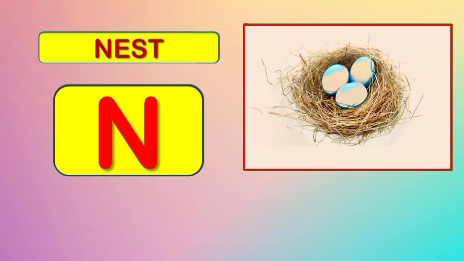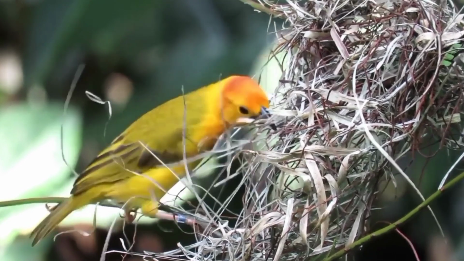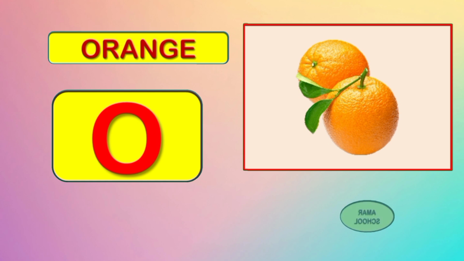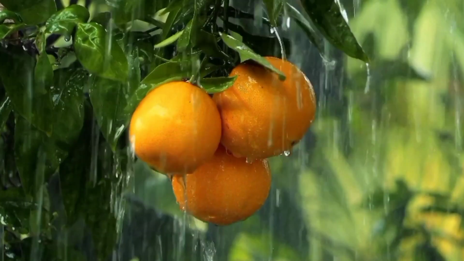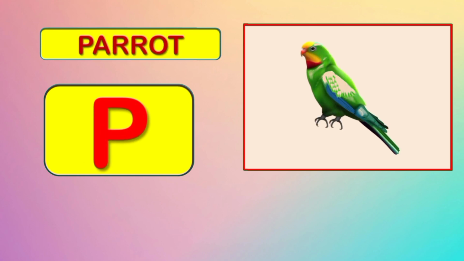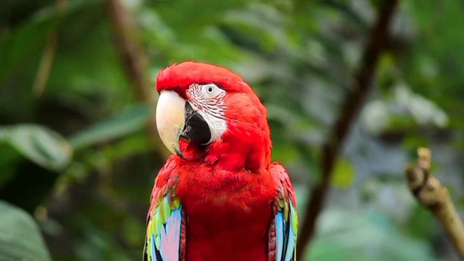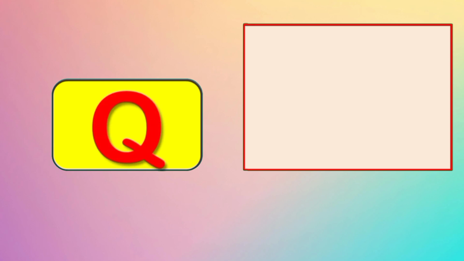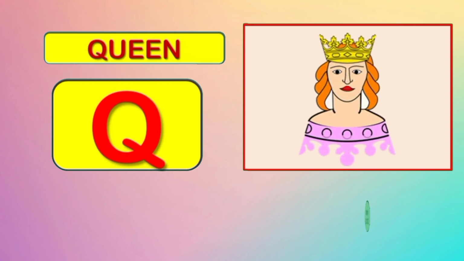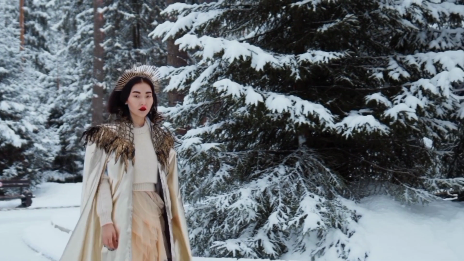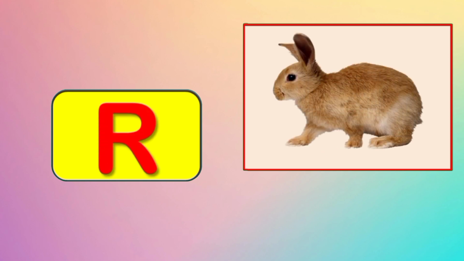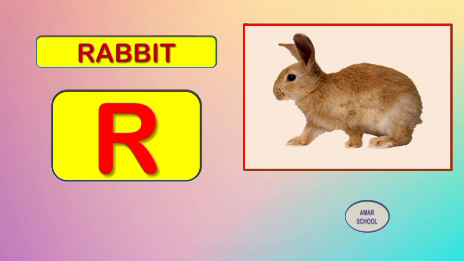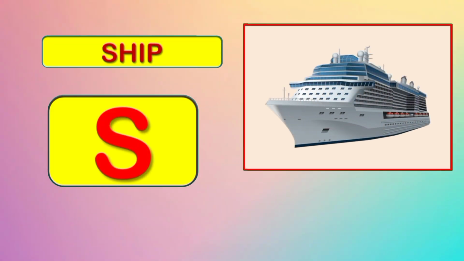N. N for nest. O. O for orange. P for parrot. Q for queen. R for rabbit. S for sheep.